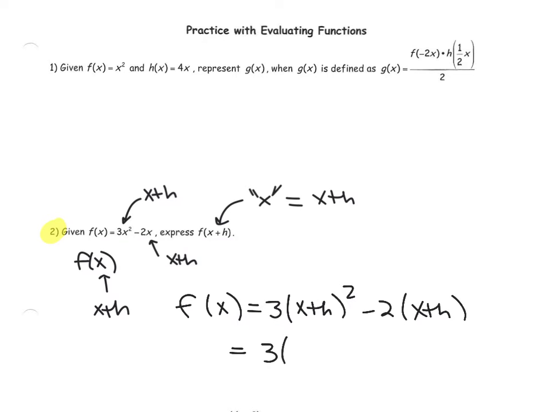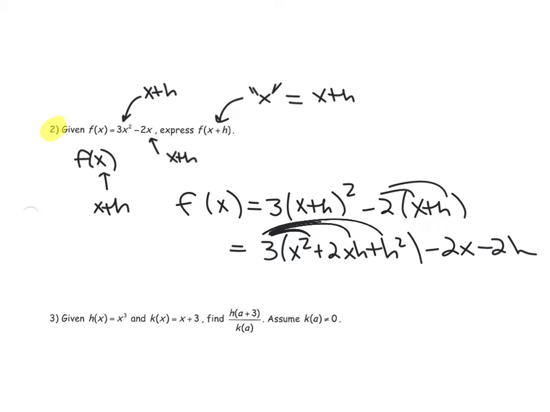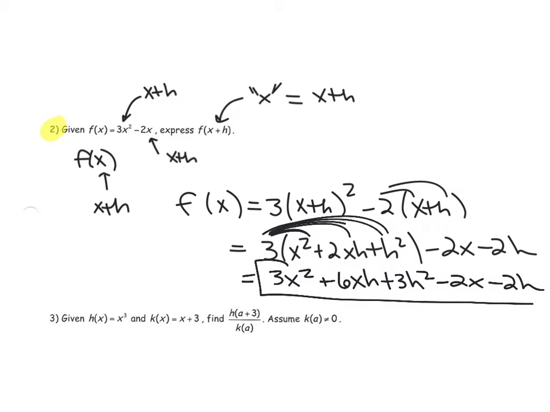After some double distribution, this is x squared plus 2xh plus h squared minus 2x minus 2h. We're going to distribute here. We'll have 3x squared plus 6xh plus 3h squared minus 2x minus 2h. And then I'm just going to combine my like terms. Oh no, I can't. That's actually my final answer. There are no like terms to combine. This is it. A long answer.